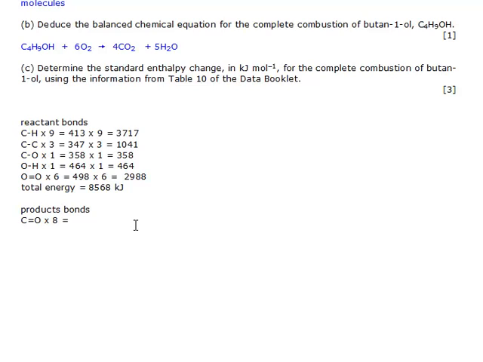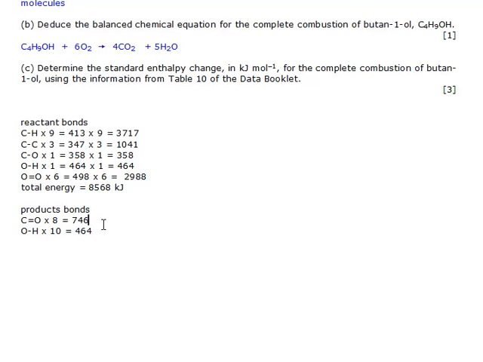by 8. Similarly, water contains the OH bond. Each water molecule contains 2. There are 5 water molecules, so we multiply that by 10. Alright, CO bond from the data booklet is 746 kilojoules. And the OH bond is, we've already used that, haven't we? So we've got it up here somewhere. There we go, 464.